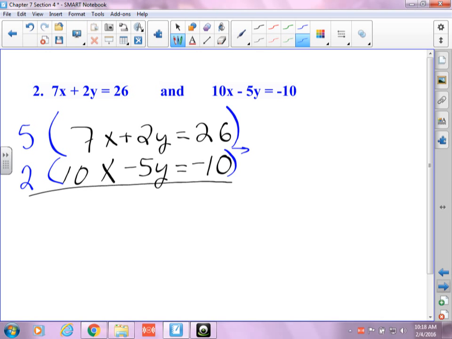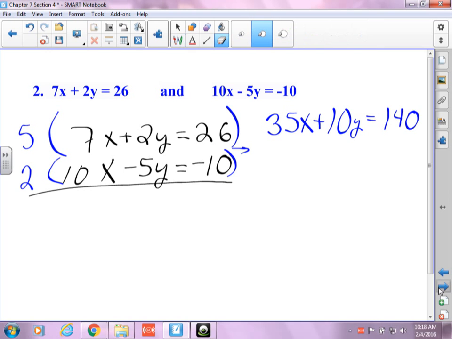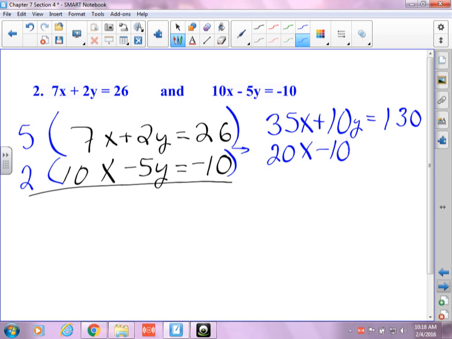Now 5 times 7 is 35x plus 10y equals 140. Is that right? I was going to say, I thought it was 130. Okay? 2 times 10x is 20x minus 10y equals negative 20, and do I add or subtract? I'm going to add and I'm going to cup it. Make sure you cup it. All I did was multiply across.